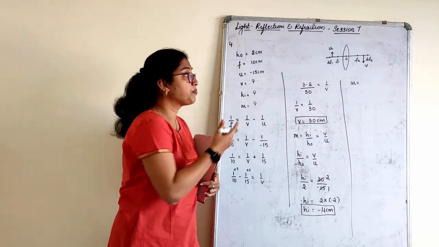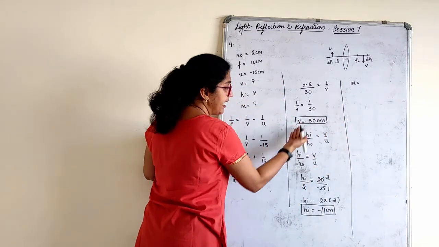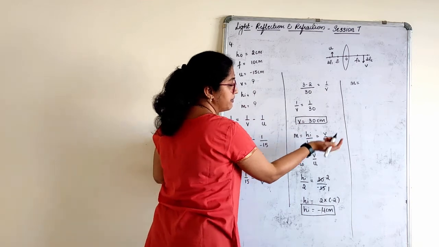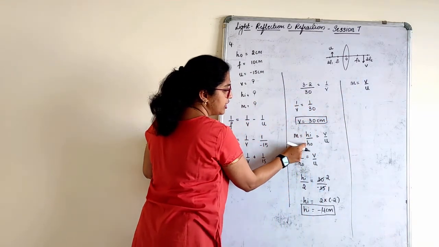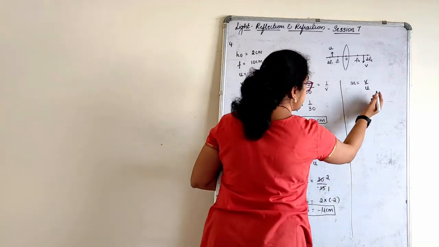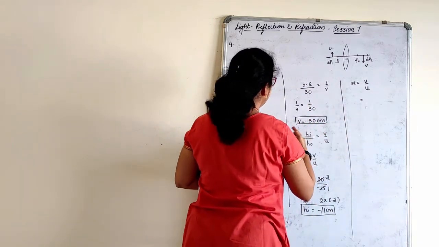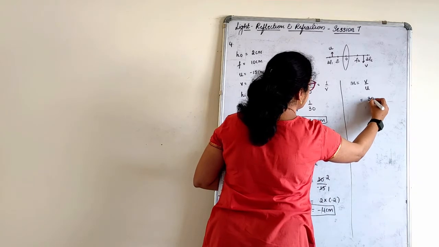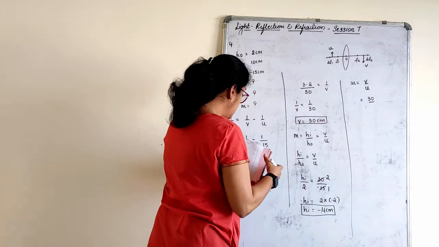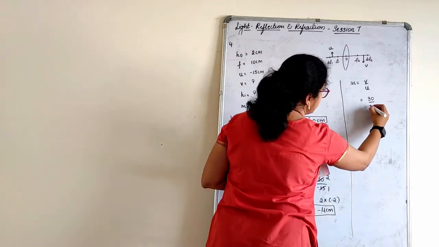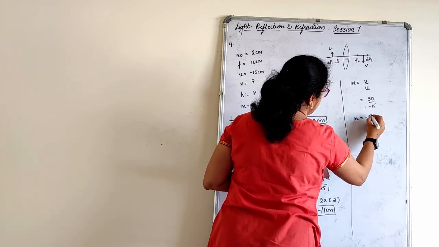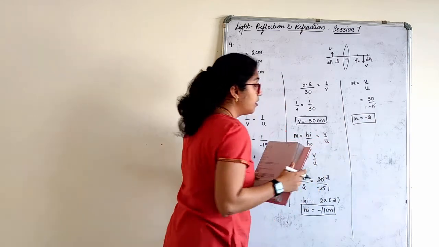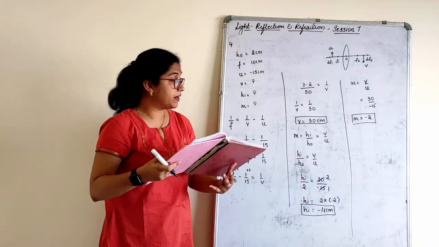Some questions here. Let's find the magnification. Any one you can use. Either this or with this. V by U I will use. You can also use this too, H I by H O. That also can be done. So V is 30 and U is minus 15. Magnification is minus 2. Okay, now come to the conclusion part.